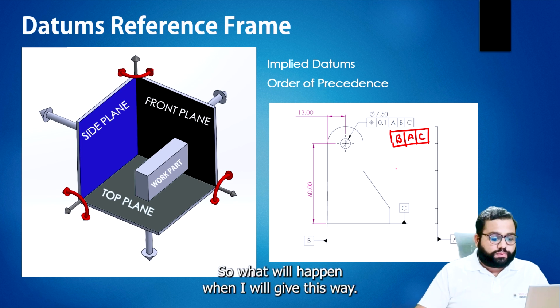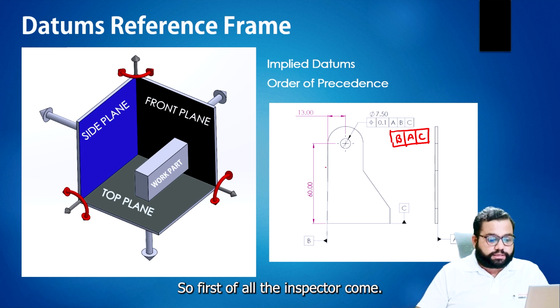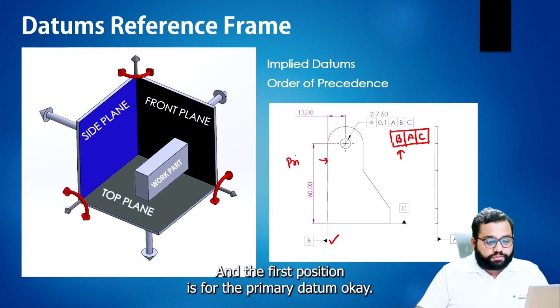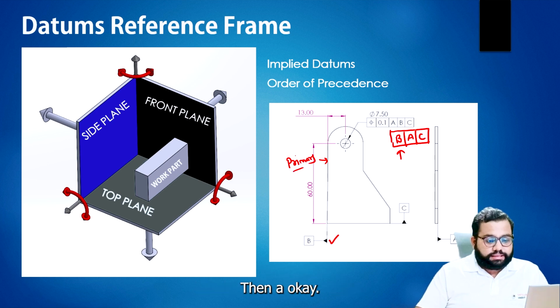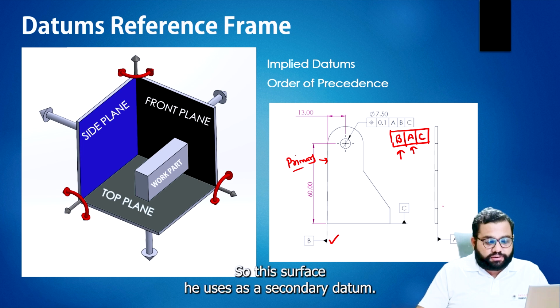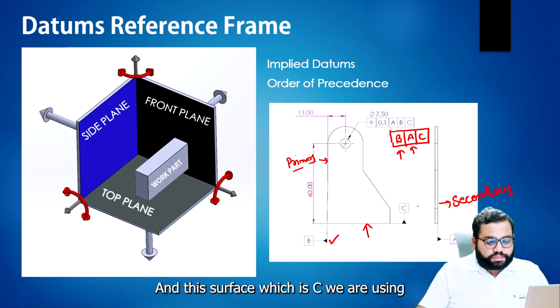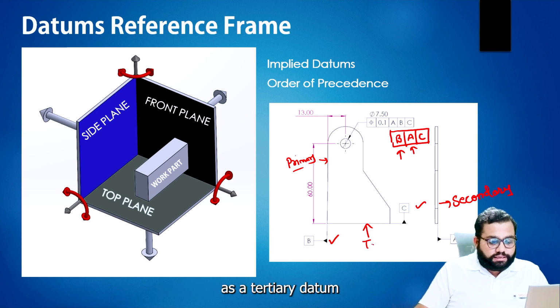Okay, so what will happen when I give it this way? First of all, the inspector comes and uses this surface as the primary datum, because I have given B in the first position, and the first position is for the primary datum. Okay, so this is the primary datum. Then A. Okay, so this surface he uses as the secondary datum. Okay, and this surface, which is C, we are using as the tertiary datum.